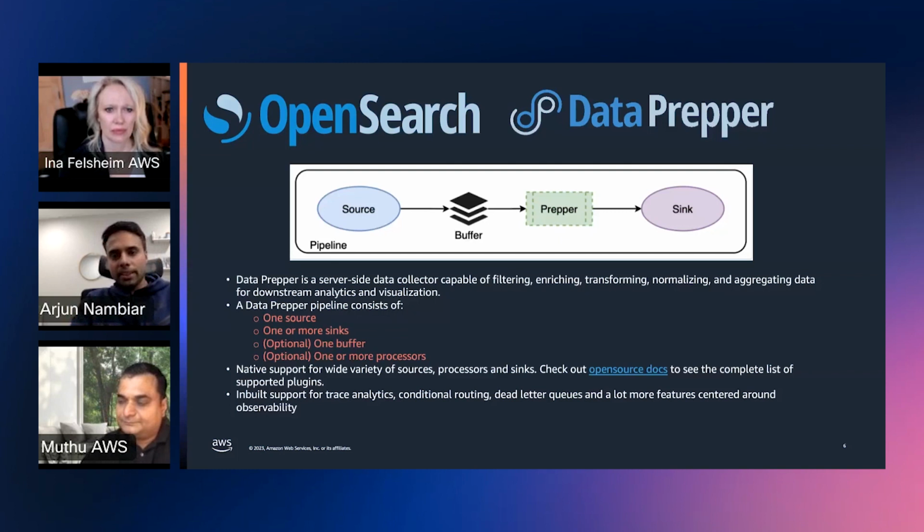We also have buffers, which is in case there's a lot of data flowing in, you can have some sort of buffering in memory or on disk so you don't overwhelm the pipeline.